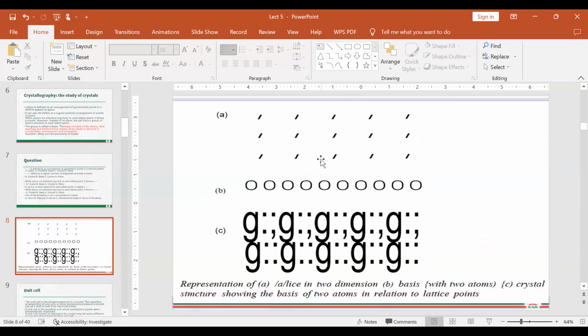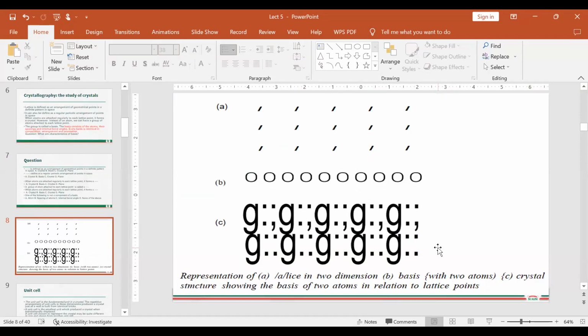So now look at the lattice. You can see the points are regular in A. So that forms a lattice. In B, the points are also regular, and that forms a lattice. In C, the points are also regular and it also forms a lattice. So we can say A is a lattice in 2 dimensions. B is a basis with 2 atoms, that's 2 atoms only. Then C is a crystal structure, showing the basis of 2 atoms in relation to lattice points.